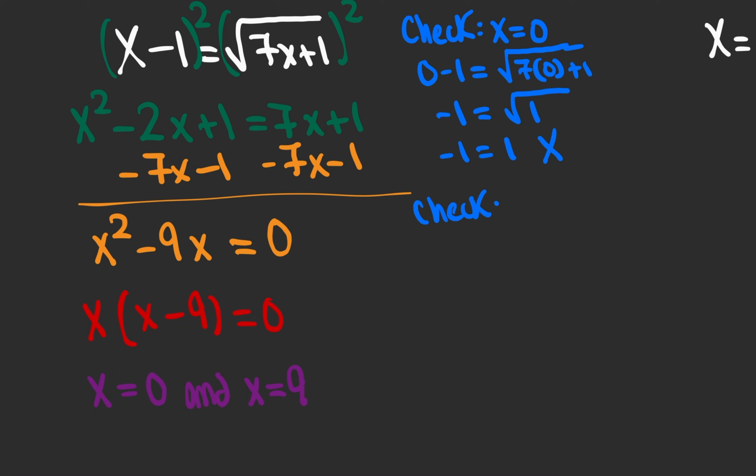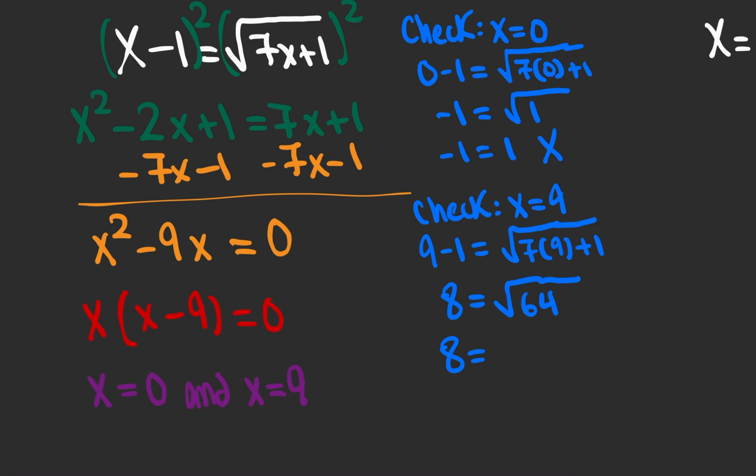For the second check, we are doing this for x equals positive 9. For this one, we have what? We have 9 minus 1 is equal to the square root of 7 parentheses 9 plus 1. On the left-hand side, we have 9 minus 1. That leaves us with 8 is equal to 7 times 9. That's 63 plus 1. That leaves you with 64. So we have 8, excuse me, is equal to the square root of 64. Well, the square root of 64 is positive 8, so this one checks out. So the only solution is going to be x equals 9.